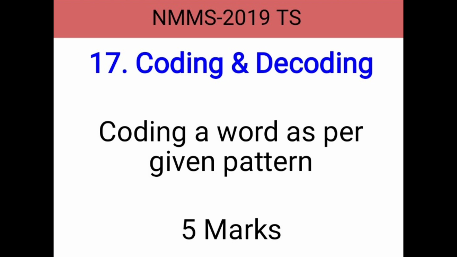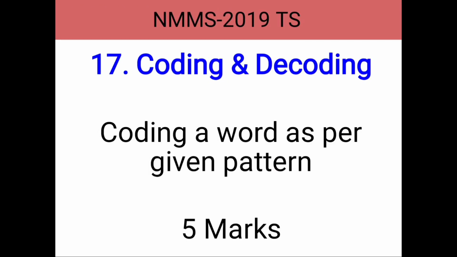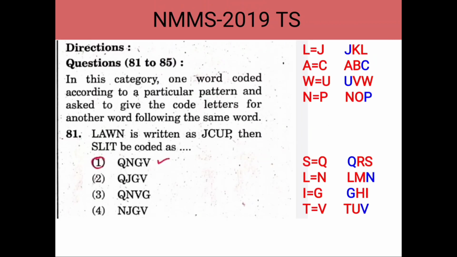Coding a word as per a given pattern carries you 5 marks. In this model question, LAN, LAW. LAN is written as JCUP, then SLIT should be coded as? L is coded as J, A is coded as C, W is coded as U, and N is coded as P. Likewise, S should be coded as Q, L should be coded as N, I should be coded as G, T should be coded as V. Then the answer is Q, N, G, V.